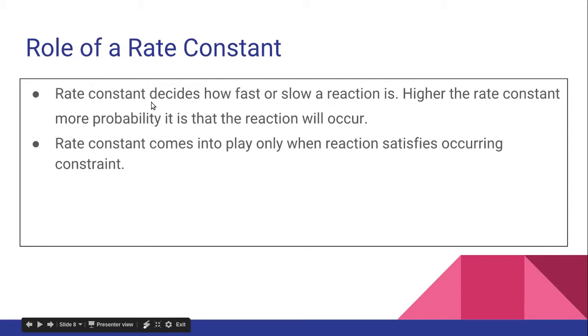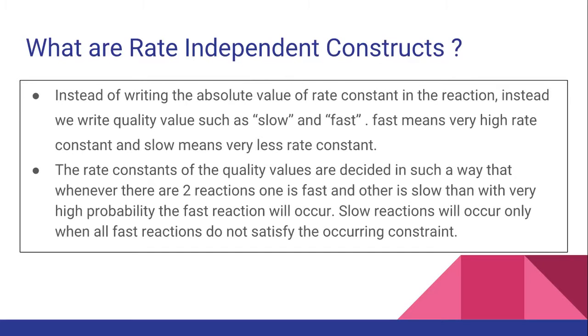Rate constant decides how fast or slow a reaction is. The higher the rate constant, the more probability that the reaction will occur. The rate constant comes into play only when the reaction satisfies the occurring constraint. Since our project depends on rate independent constructs of SCRN, instead of writing the rates, we write quality factors such as slow and fast. The rate constants of the quality values are decided in such a way that whenever there are two reactions, one fast and the other slow, then with very high probability the fast reaction will occur. The slow reaction will occur only when all the fast reactions do not satisfy the constraint.